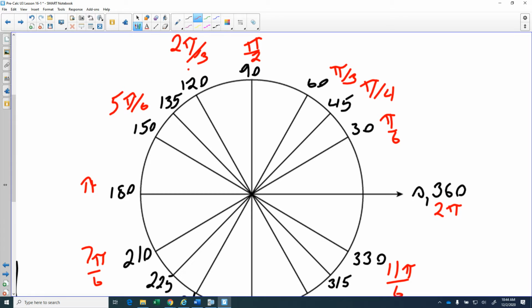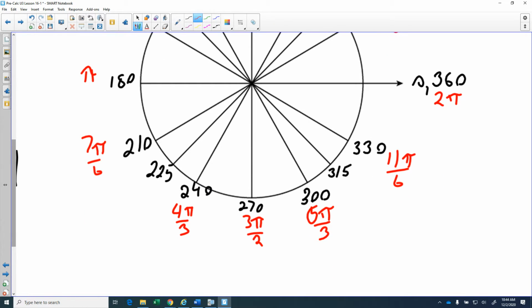pi over 2. Eventually, it's going to be 3 pi over 4, converting everything to radians. 225, we're going to create that value of 5 pi over 4. 6 pi over 4 is going to be the 3 pi over 2. 7 pi over 4 at 315, and eventually we get 8 pi over 4 or 2 pi for that value at the end there, okay?